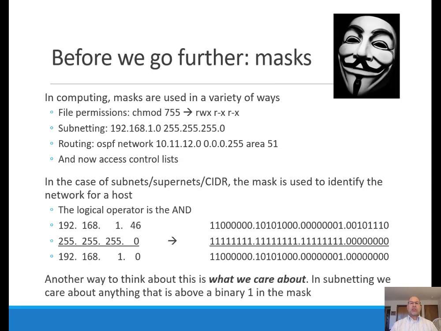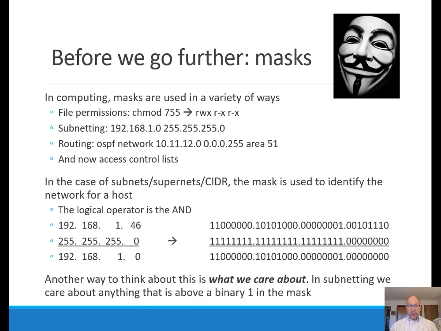Now, before we go any further, let's talk a little bit about these masks. It turns out that in computing, we use masks all the time. File permissions, for example. chmod 755 would give us the resulting permissions on a file or a directory, and the mask is just a way to indicate what those permissions actually are. In subnetting, of course, we're used to using masks that look like the second example here, 255.255.255.0. And we remember that masks are used in that case to identify the network for a particular host. We've got masks in routing protocols like OSPF and EIGRP. And now we're talking about masks in conjunction with access control lists.